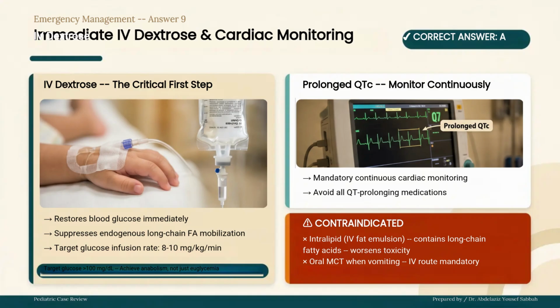Two options are specifically contraindicated. Intralipid, an intravenous fat emulsion, contains long-chain fatty acids and would worsen the toxicity. And oral medium-chain triglyceride oil is inappropriate while the child is vomiting. The intravenous route is mandatory in this situation. Bicarbonate is not the first-line answer, because correcting the energy deficit with dextrose addresses the underlying cause of the acidosis.